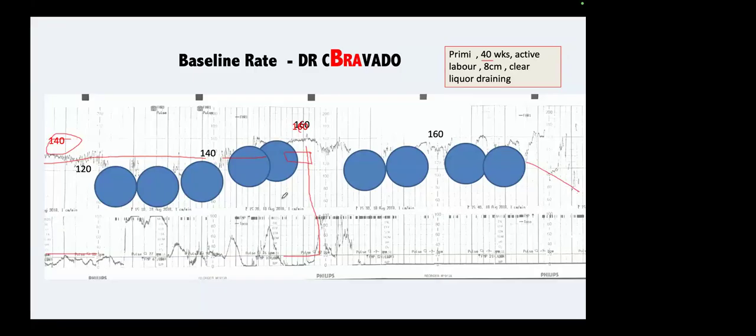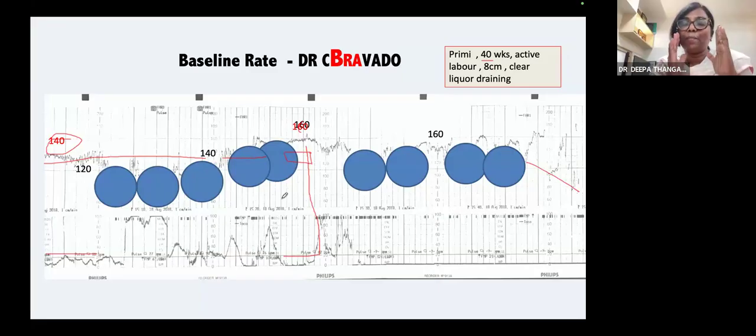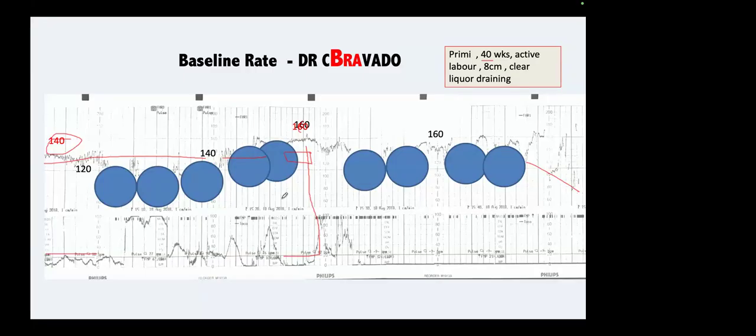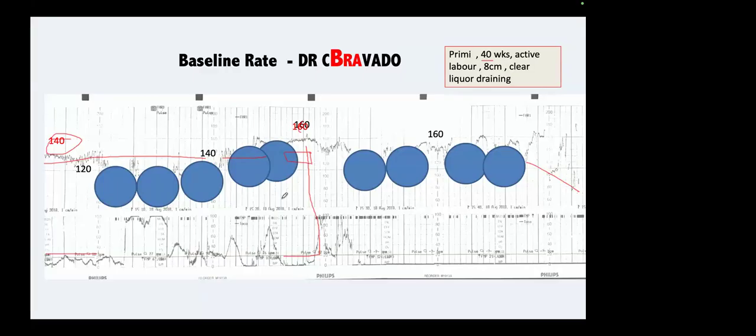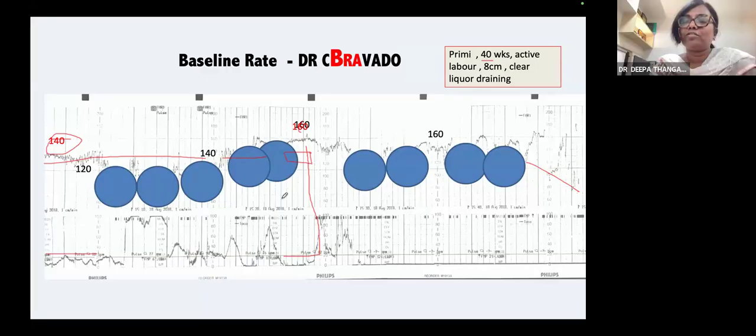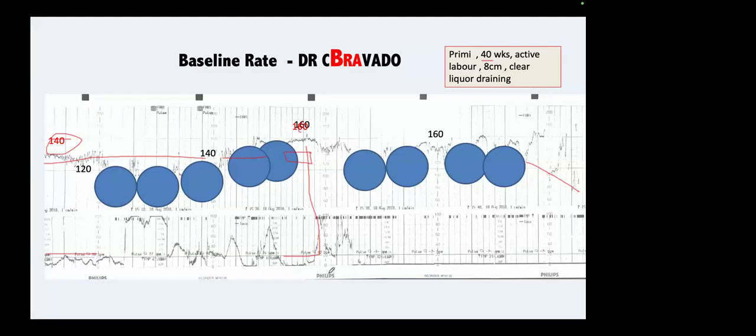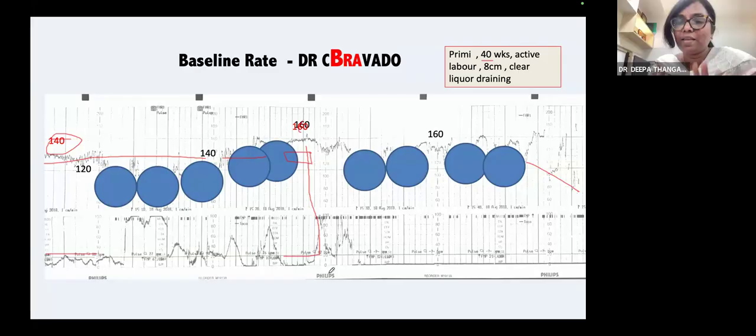For the baseline heart rate to be absolutely normal, it should be between 110 and 160, it should be appropriate for gestational age, and it should be a stable baseline. Here it doesn't meet any of the criteria, so it is either amber or red. It is a very abnormal baseline. Just by seeing this baseline, you can see this baby is hypoxic. Understand? We are still at the baseline and we understand that this baby is hypoxic.